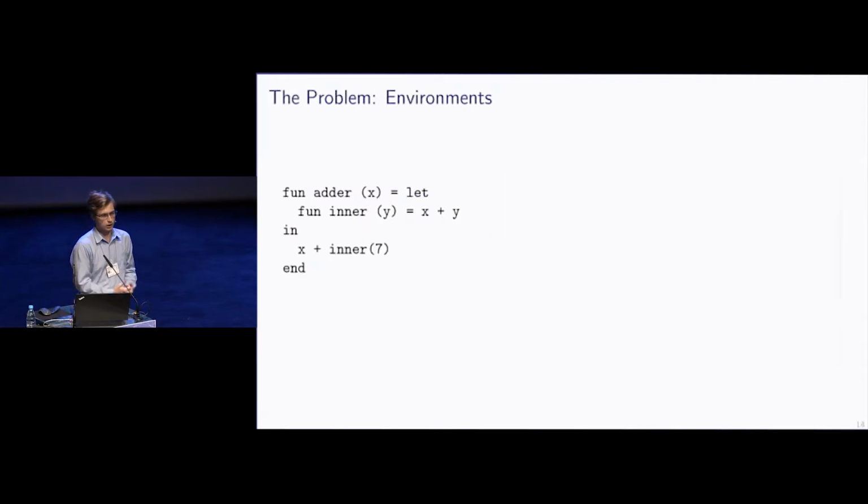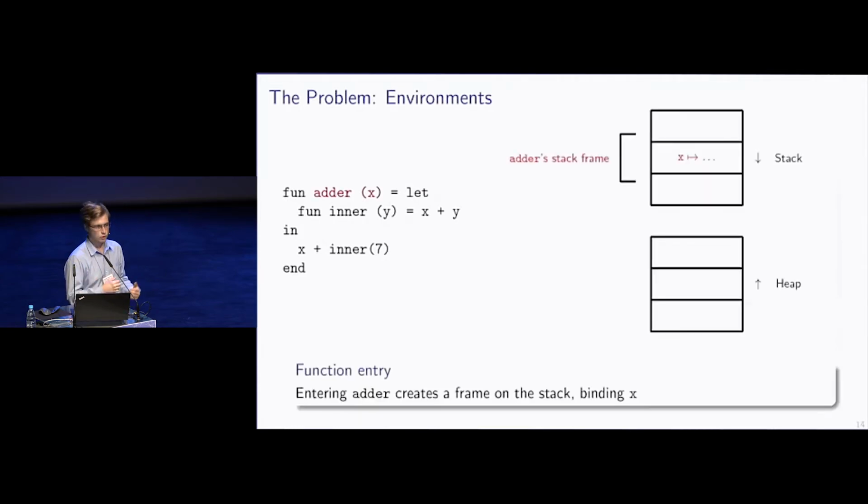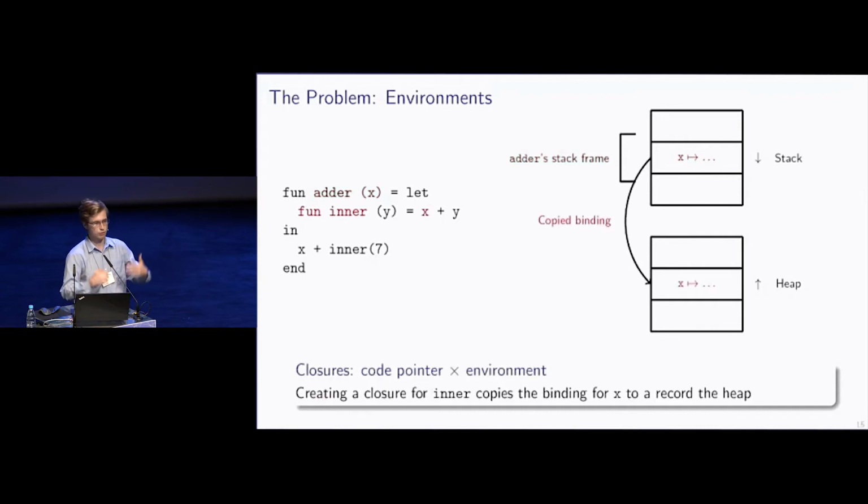So let me describe a simple example here. I've defined this function named adder, which takes a parameter x. It defines an inner function, which takes a parameter y, and it sums them. And then we're going to immediately consume that closure over adder. If we think about what's going on at runtime, when we enter the adder function, we're going to push a stack frame. We're going to take that variable x, and make a binding for x on that stack frame. Next, we're going to go and create the closure.